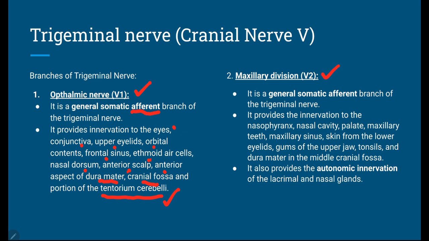The second one is the maxillary division. It is a general somatic afferent branch of the trigeminal nerve as well, and it provides the innervation to the nasopharynx, nasal cavity, palate, maxillary teeth, maxillary sinus, skin from the lower eyelids, gums of the upper jaw, tonsils, and dura mater in the middle cranial fossa. And it also provides the autonomic innervation to the lacrimal glands and the nasal glands.